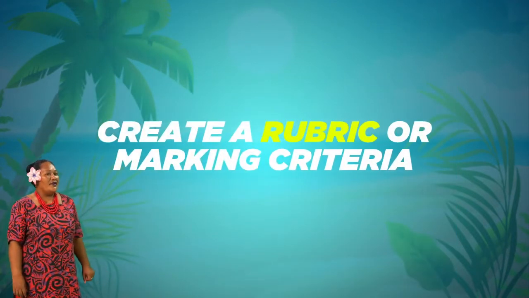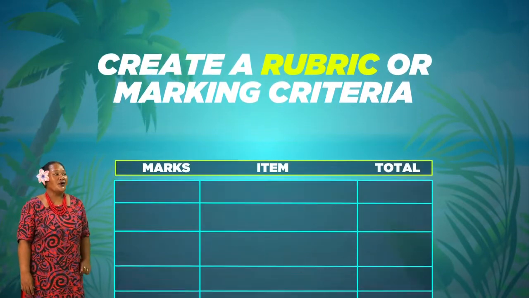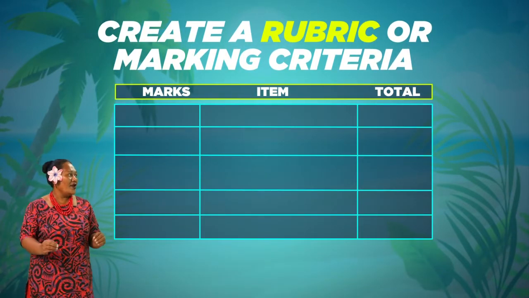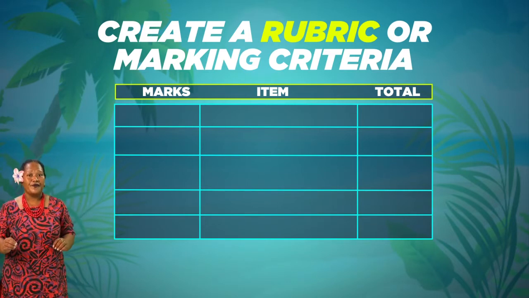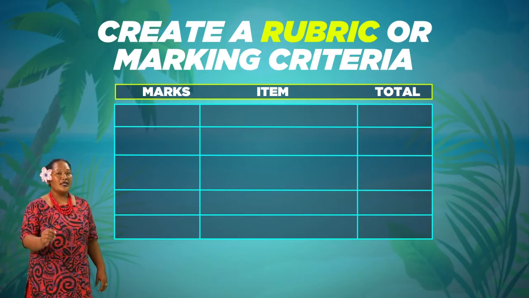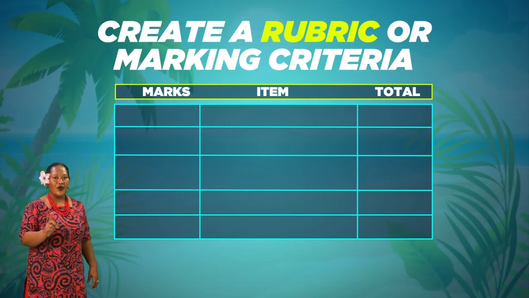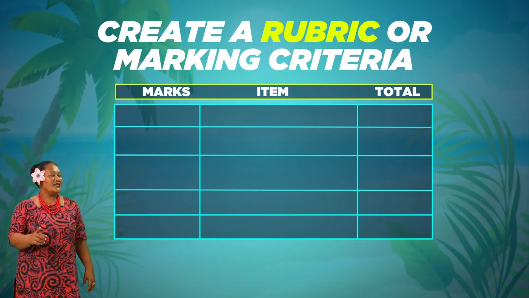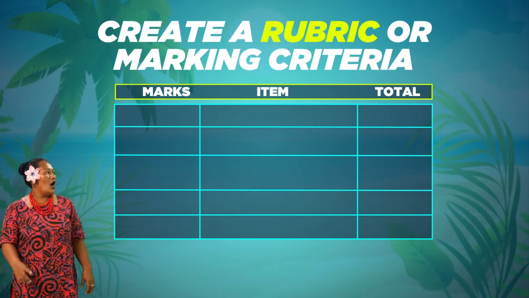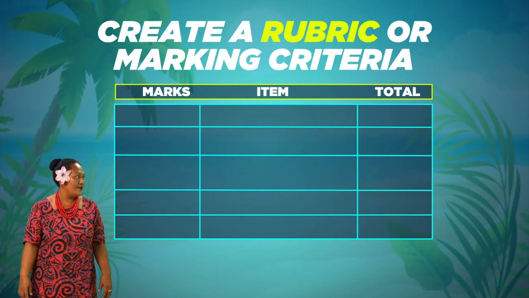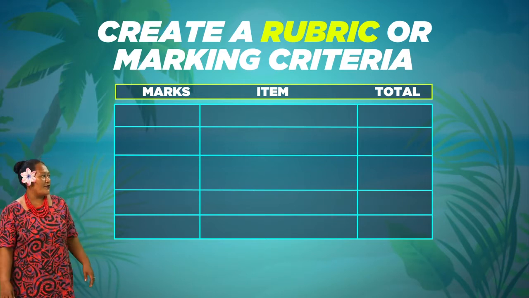Strategy number 7, you must create a rubric or marking criteria. In every piece of writing they have to write, we teachers need to provide a rubric. The importance of that is to remind them of how to get high marks from their activity. The example is done for you.